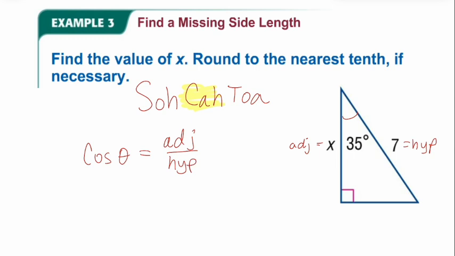Let's think about it as an equation that we are going to plug the information into, and we're going to substitute in so that we can solve the equation. Okay, so theta, remember, this is theta, is 35. Let's put that in. The adjacent, they said, was x. The hypotenuse, they said, was 7.